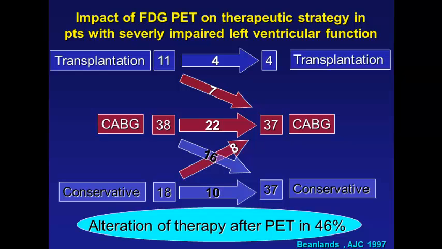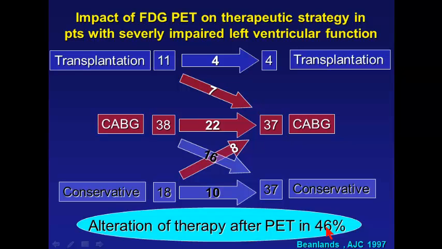They looked at how many patients would change the treatment strategy if you use FDG, and they took those on a transplantation track, on a bypass track, and on a conservative treatment track, and then they realized that in 46% of the patients, the treatment strategy changed after doing a PET scan. Now this, however, just means that if you do an FDG PET, you change the treatment strategy. It doesn't mean that you do anything good to your patients. It just means you do a scan, you change the treatment strategy.